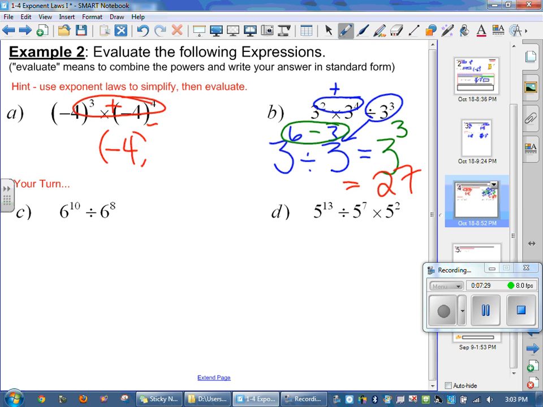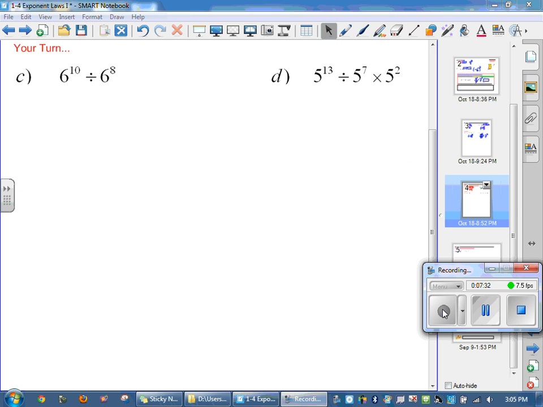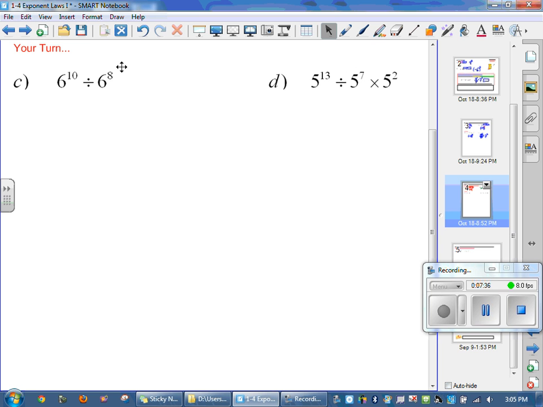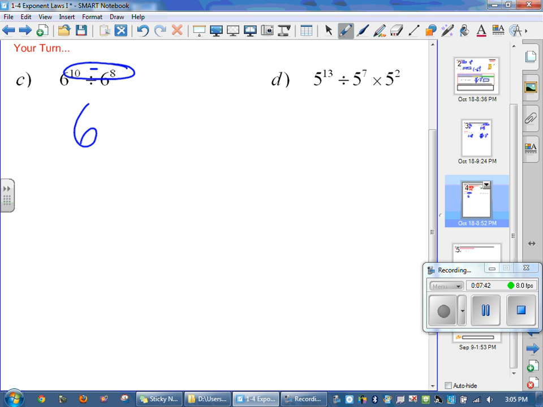Okay, moving on, let's take a look and see how you did. Dividing means I'm going to take my exponents here and I subtract them. So my base is 6, exponent 2. Evaluate says solve it. So that's 6 times 6, which will give me 36 as an answer.